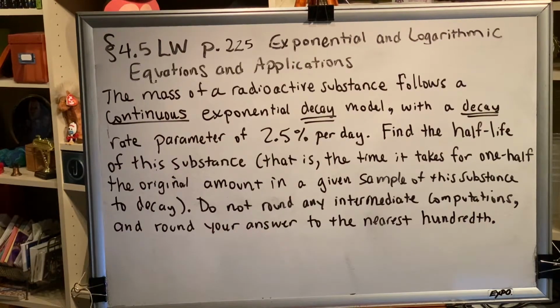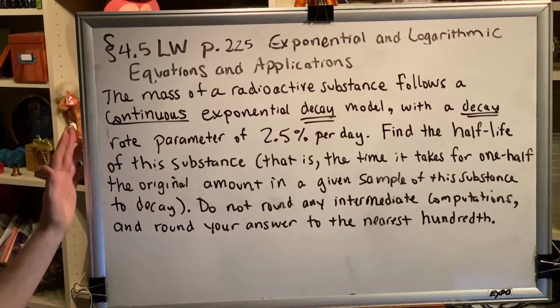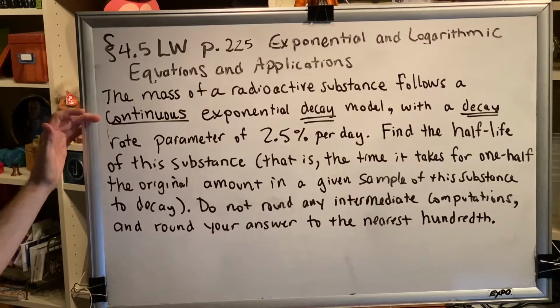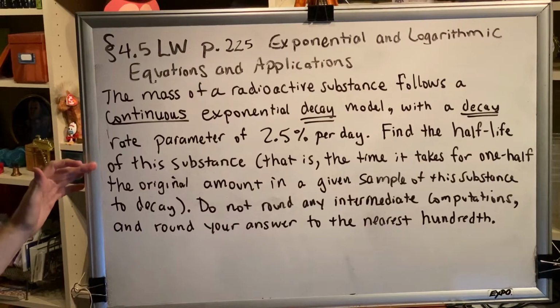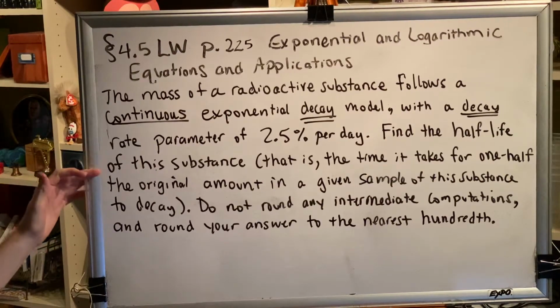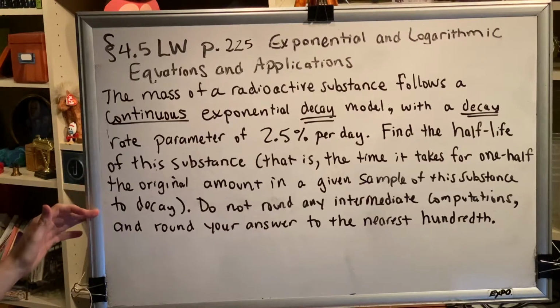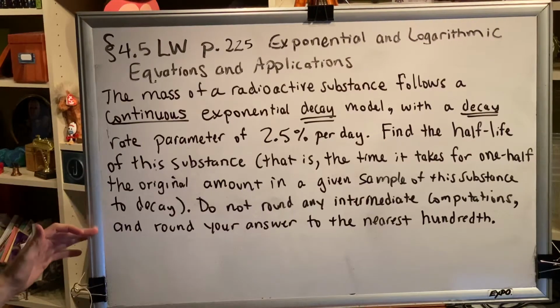We conclude Learning Workbook, page 225, with this problem about radioactive decay. The mass of a radioactive substance follows a continuous exponential decay model with a decay rate parameter of 2.5% per day. Find the half-life of this substance, that is, the time it takes for 1/2 the original amount in a given sample of this substance to decay. Do not round any intermediate computations, and round your answer to the nearest hundredth.